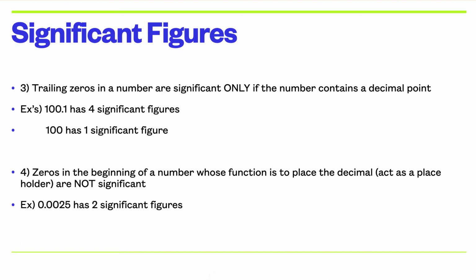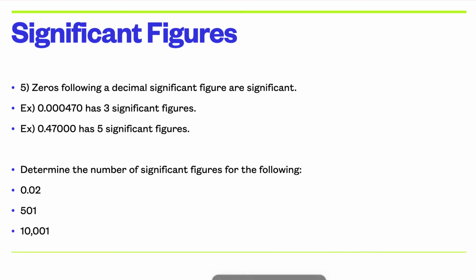And the last rule here: zeros following a decimal significant figure are significant. If we look here at 0.000470, it has 3 significant figures. I'll explain this a little. These 3 zeros are just there for place value, so they are not significant. Our 4 and our 7 are definitely significant. But this last 0 is where this rule applies: zeros following a decimal significant figure are significant. So this makes it 0 significant. So there are 3 sig figs.